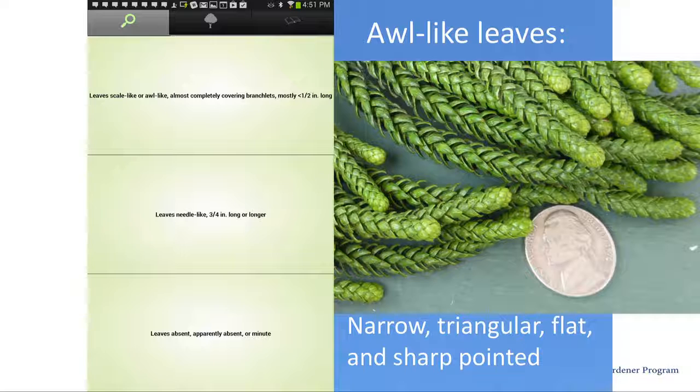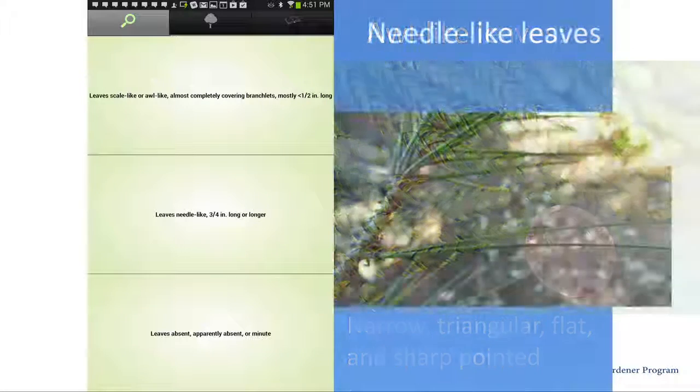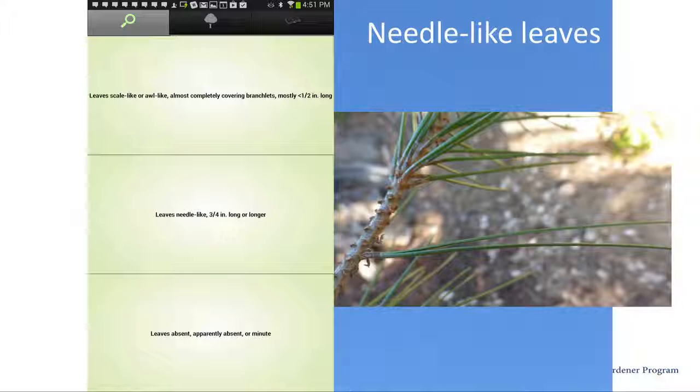Okay, but our leaves look like needles, because they are needles. So we choose needle. Can everybody at least see the two TV screens? Because today apparently is another day for technical difficulties.